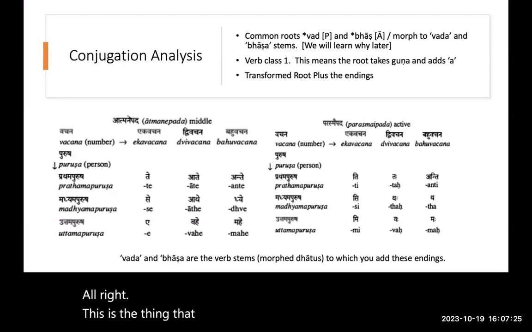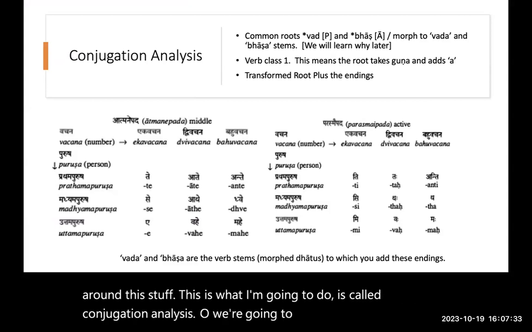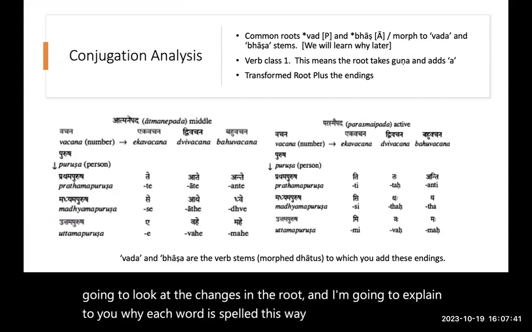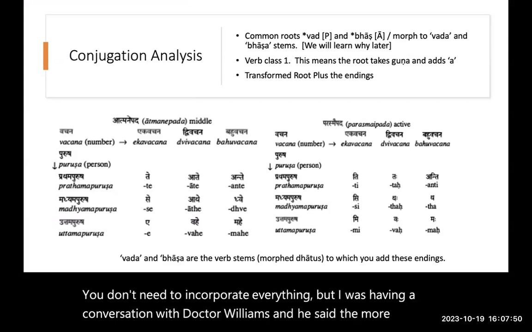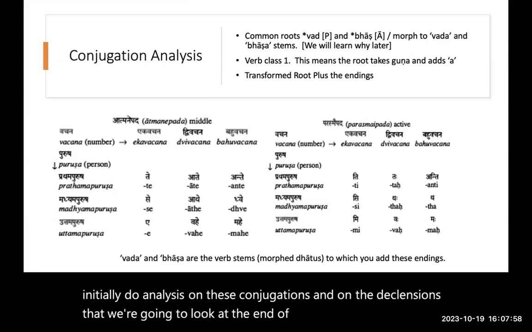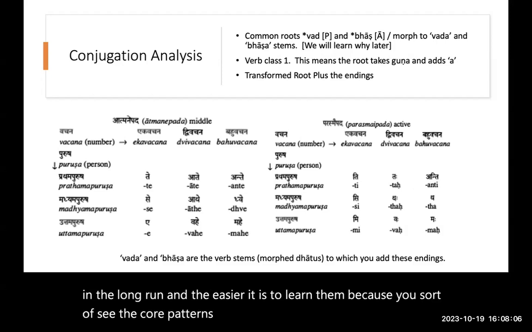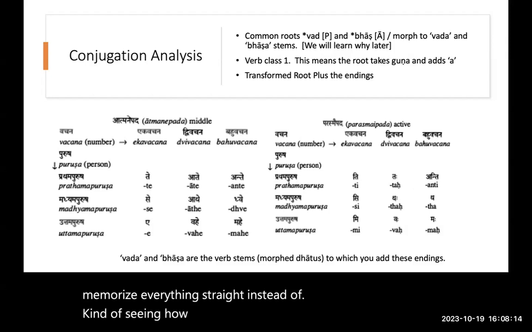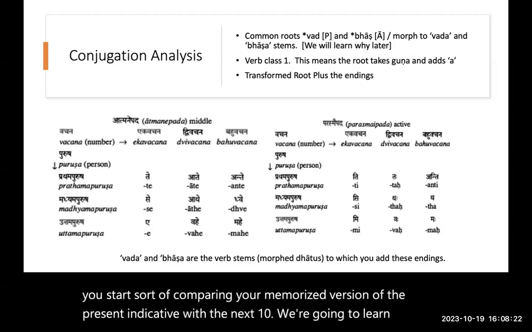This is the thing that really helps if you can get your head around this stuff. What I'm going to do is called conjugation analysis. We're going to look at the endings and the changes in the root, and I'm going to explain why each word is spelled this way. Now, you don't need to incorporate everything. But I was having a conversation with Dr. Williams, and he said the more that we initially do analysis on these conjugations and on the declensions that we're going to look at the end of class, the better you will be in the long run and the easier it is to learn them, because you see the core patterns. When I first learned them, I really struggled to see the core patterns and just tried to memorize everything straight instead of seeing how they come together. That'll make sense when you start comparing your memorized version of the present indicative with the next tense we're going to learn, which is the imperfect, the past tense.